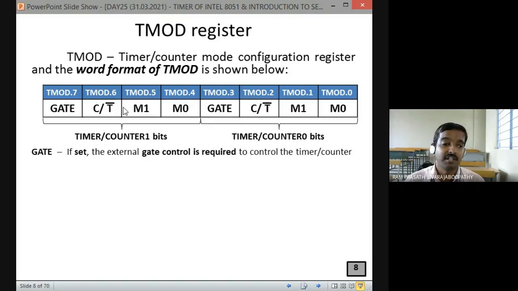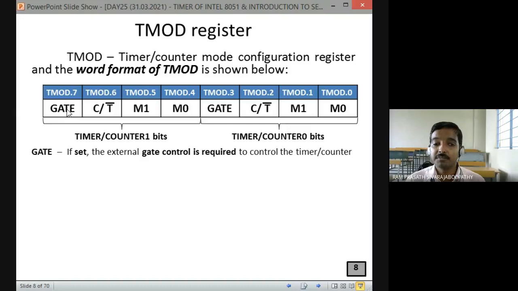First, the MSB bit: gate control. Either this bit or this bit is going to be for timer/counter 1, and the other for timer/counter 0. Gate control: through hardware I am able to stop or start the timer/counter. I can enable or disable the counting operation using this control input.